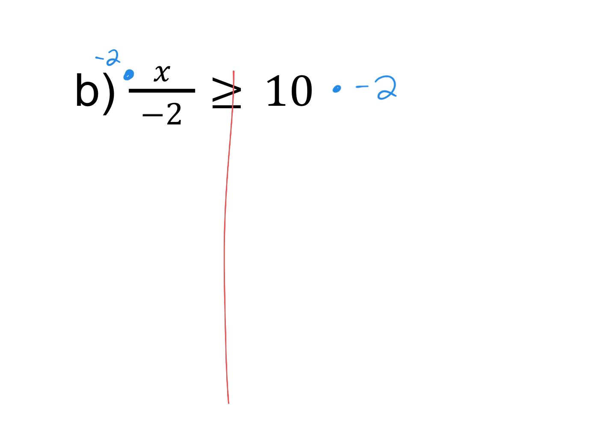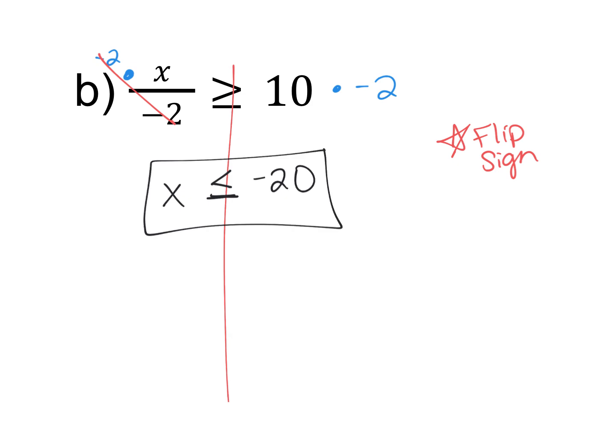All right, if you notice, we are multiplying by a negative, so we must flip the sign. Whenever we multiply by -2, those cancel. That's the whole point why we did it. So we have x is, and then we flip it to go in the opposite direction. Now 10 times -2 will give you -20. And that is your answer.